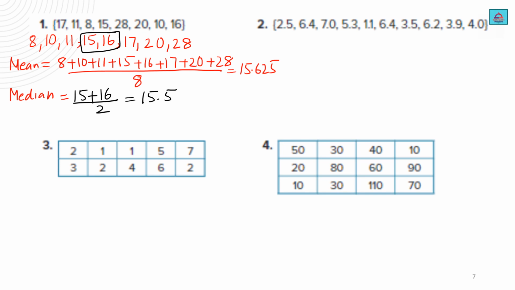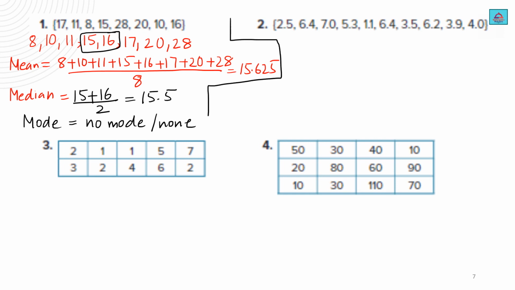Now all the numbers here are not repeated. There is no repetition, so the mode is going to be not there. So there is no mode for this question, or none, because there's no repetition at all in the numbers. Let's go to the next question, question number 2.